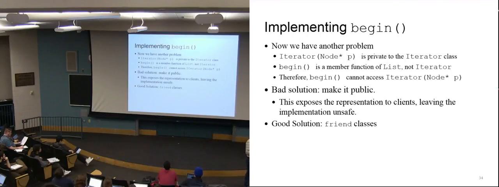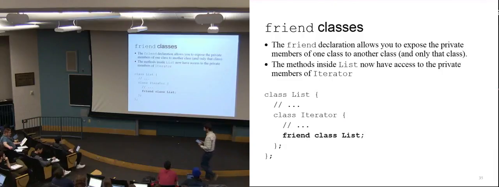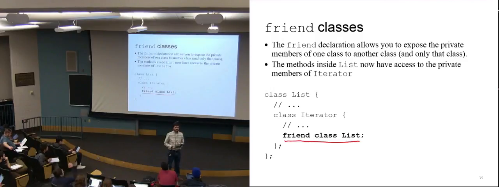All right, we're going to introduce a new C++ concept to solve this problem called friend classes. A friend declaration lets you expose the private members of one class to another class. So this is the iterator exposing itself to the list. Could you do that even if it wasn't nested? Yes. You could do this with any other class.